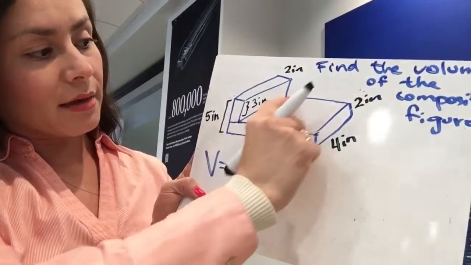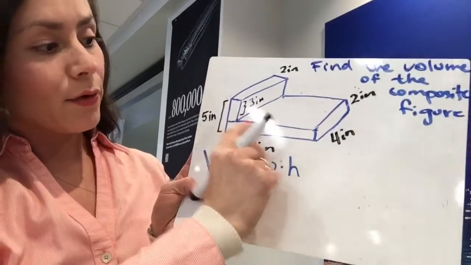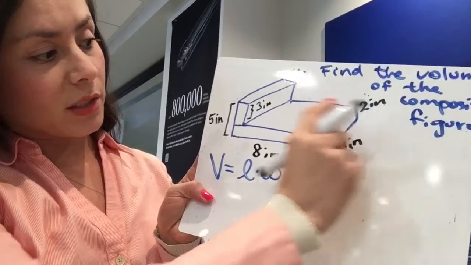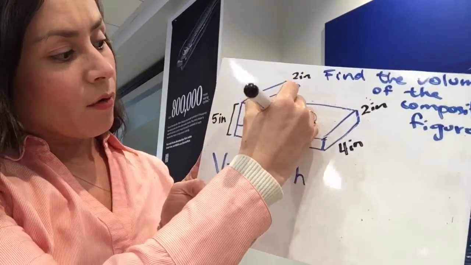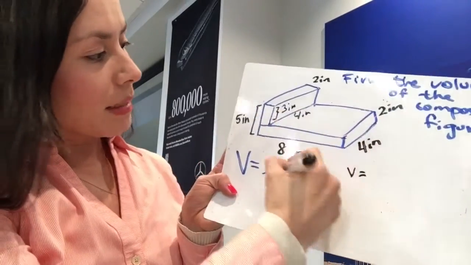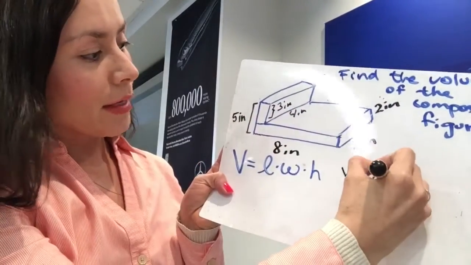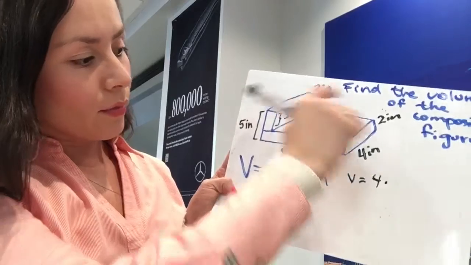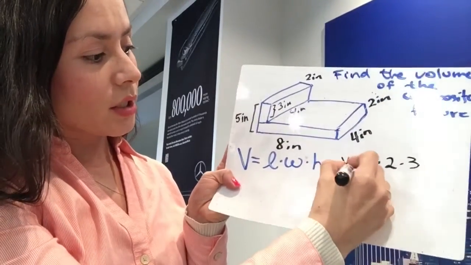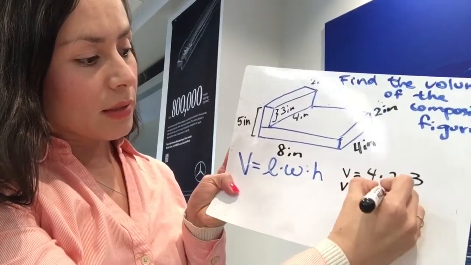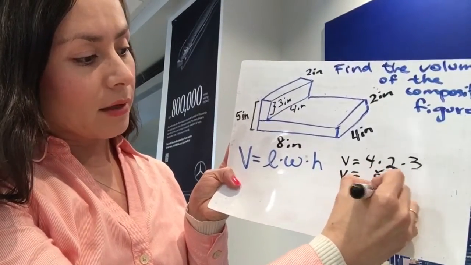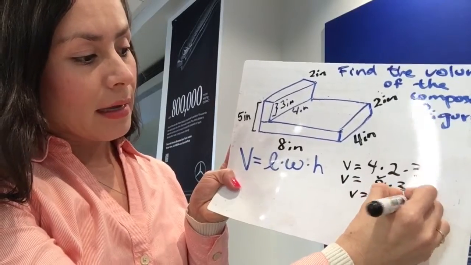Then we're missing the length of that. If you notice, this has to match all this. So if this is 4 inches, this must be 4 inches. Now we can make a problem: volume is the length, 4 inches, times the width, which is 2 inches, times the height, which is 3 inches. That would be 4 times 2 is 8, times 3. Our volume for that rectangular prism is 24 inches.